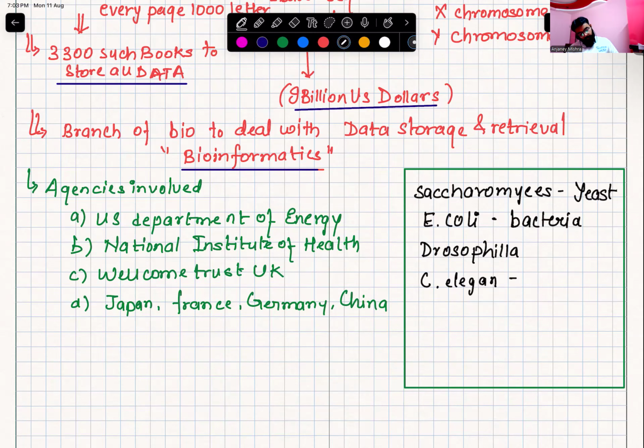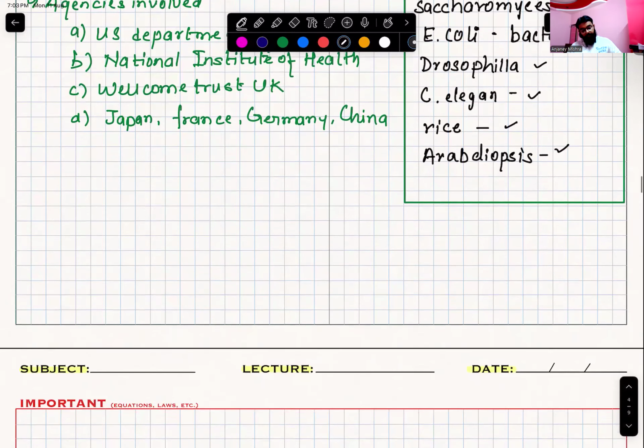We have got it for rice, and we have also got it for Arabidopsis. Spelling ek baar check kar lenge, theek hai? So this is the insect, this is a roundworm, these two are plants. So these are the organisms whose sequence has already been done, and along with that, human can also be included. Is that clear? Yes, sir. Now, what were the goals?